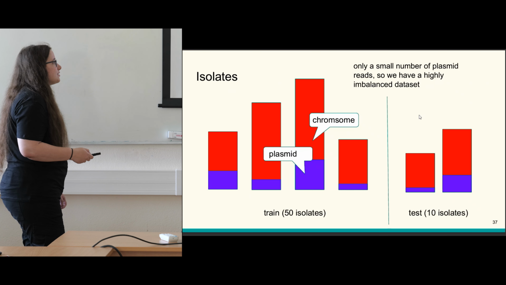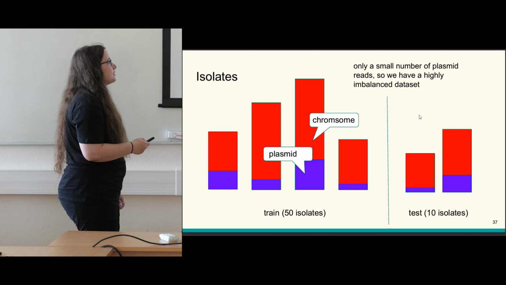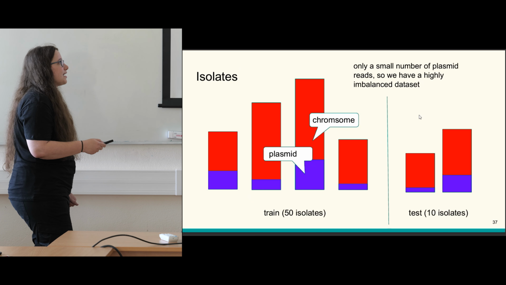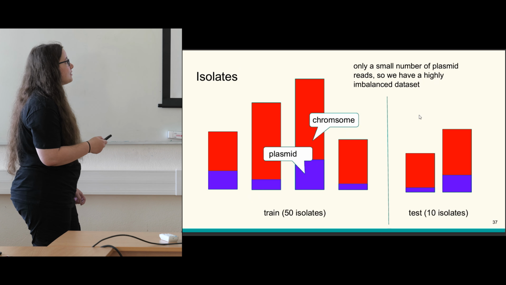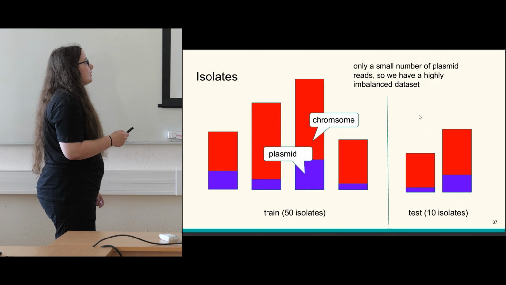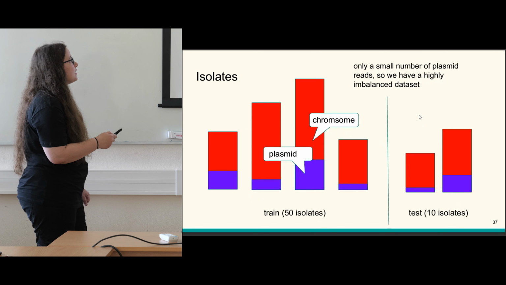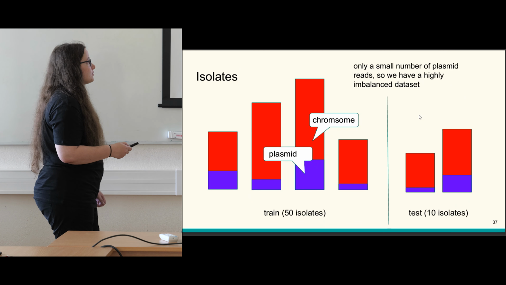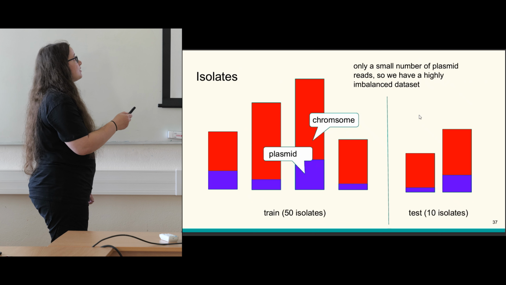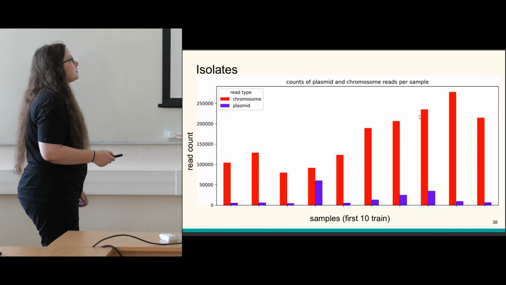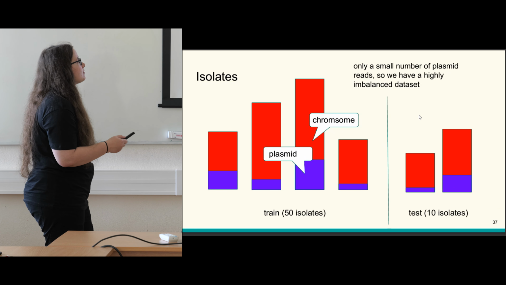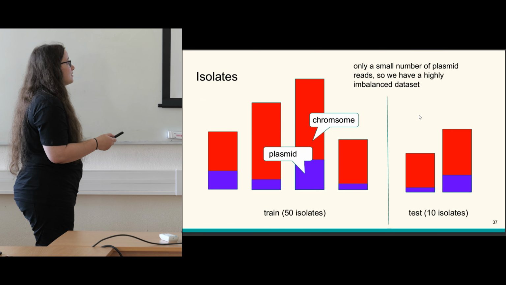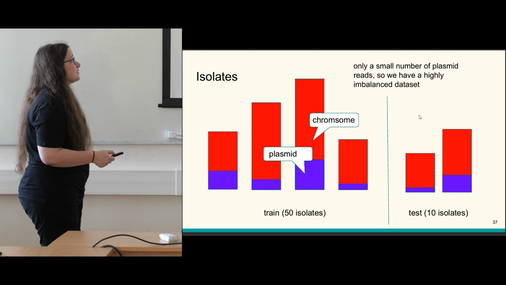Another thing we have found is that it highly depends how we divide our data. This is because we have multiple samples, or better said, isolates of E. coli bacteria in our samples. And each sample has a different portion of chromosomal and plasmidic reads. And also the number of reads in the samples varies. But what is common among them is that there is only a small number of plasmid reads in general, so we have a highly imbalanced data set.